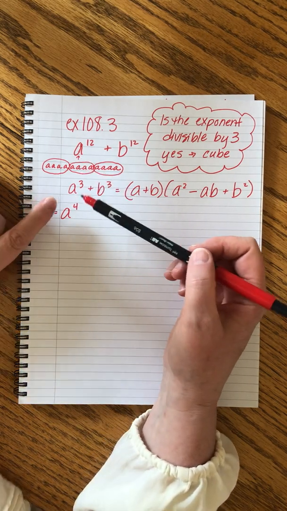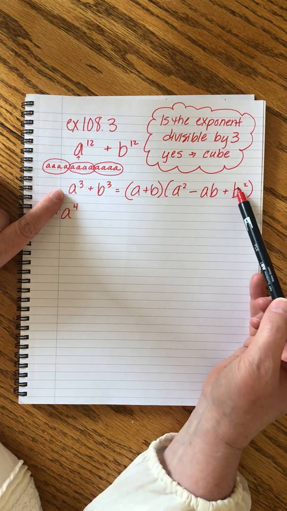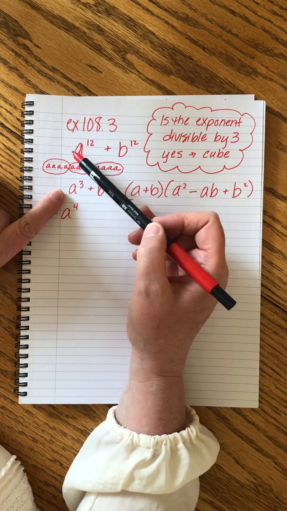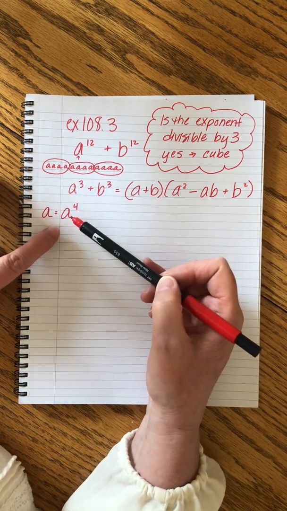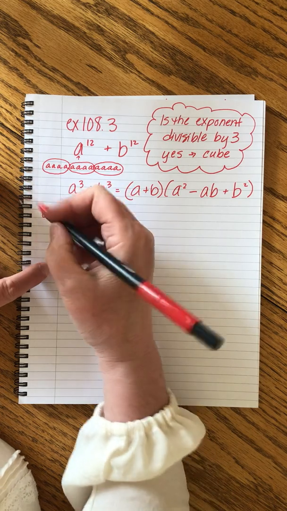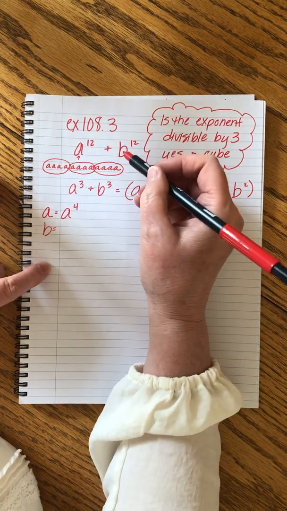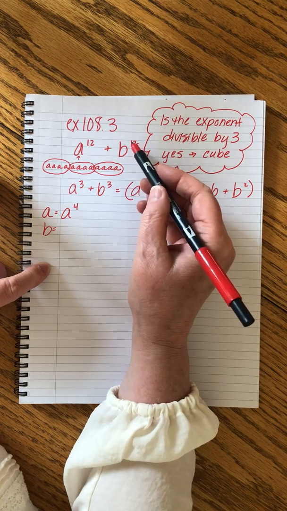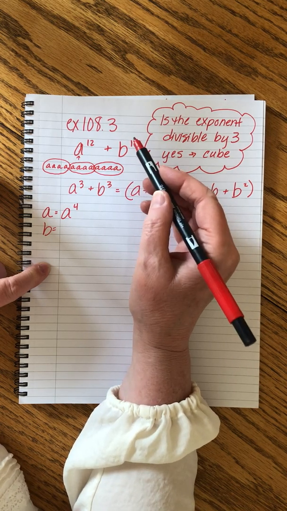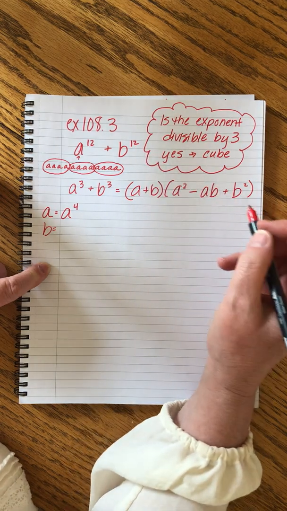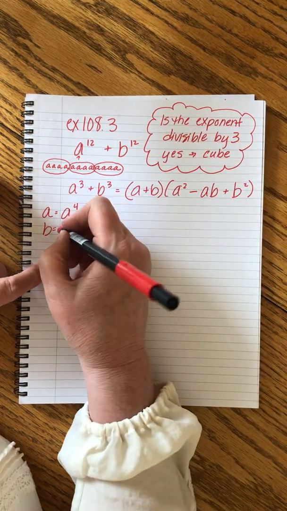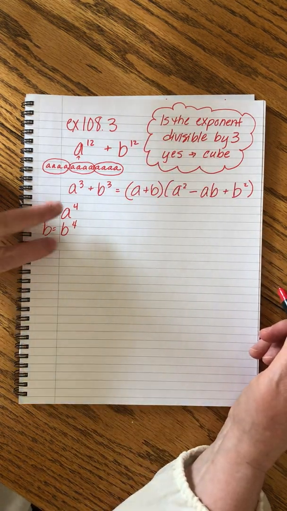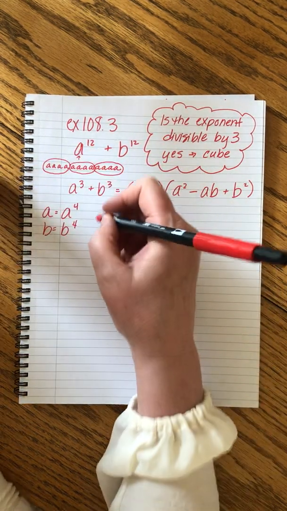But this is the formula. In order to use the formula, we need to find the cube root of our first term, and that is a to the fourth. So our value for a will be a to the fourth, and b, don't worry, we don't have to write b 12 times. I'm hoping you wrote it out 12 times too, but we don't have to do that for b. You just divide it by 3, right? There's our rule. And that becomes b to the fourth. 12 divided by 3 is 4. Okay, now these are the values we're going to use to write this out.